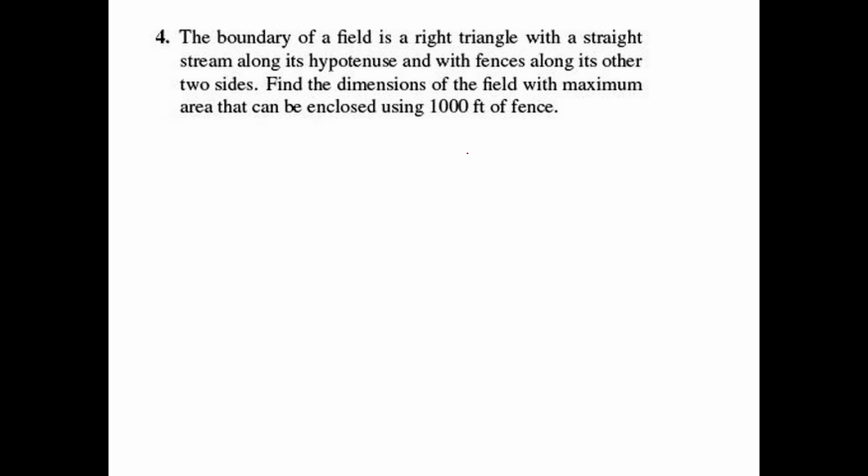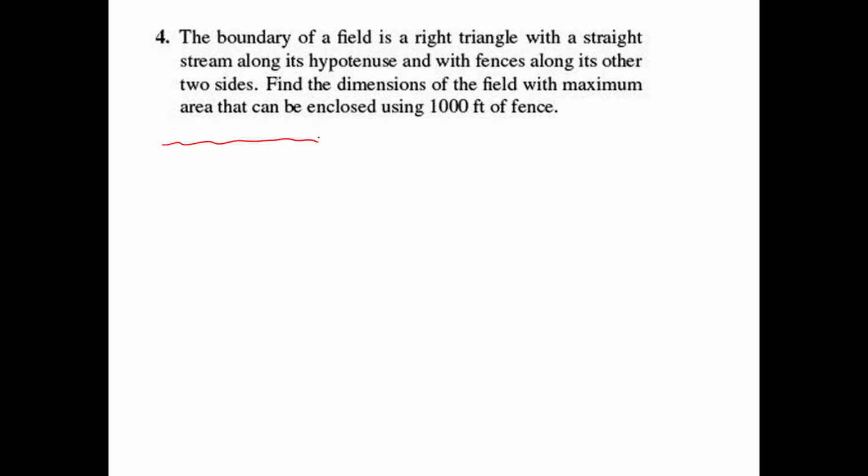Okay. So the boundary of a field is a right triangle with a straight stream across its hypotenuse and with fences along its other 2 sides. Find the dimensions of the field with the maximum area that can be enclosed using 1,000 feet of fence. So what I expect you to be able to do is draw your own pictures. I'm not going to provide you with a picture.